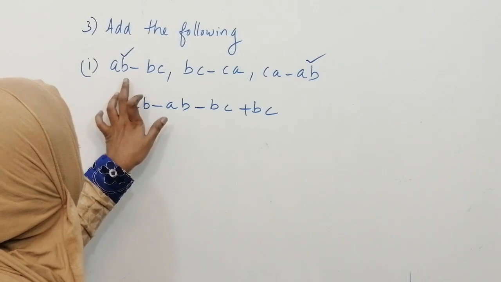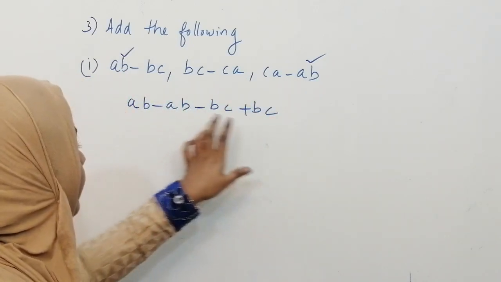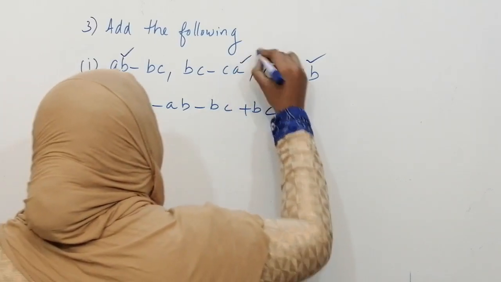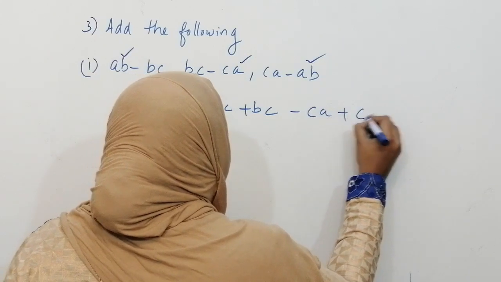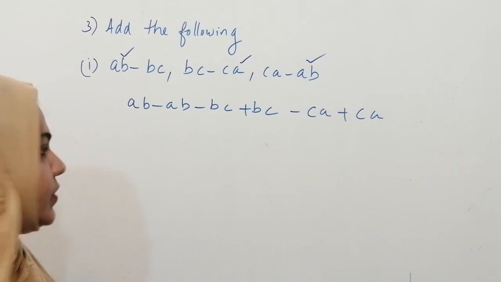So we finish here 1, 2, 3, 4, 5, 6 terms are here. So now we have finished 4 terms. So we have pending 2 more terms. So let's see which one. So minus CA and plus CA. So now we combine all the like terms. So now we can start to solve.